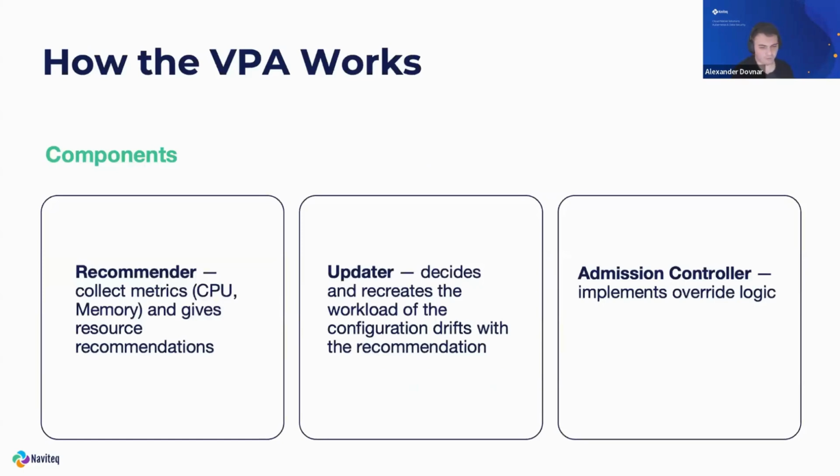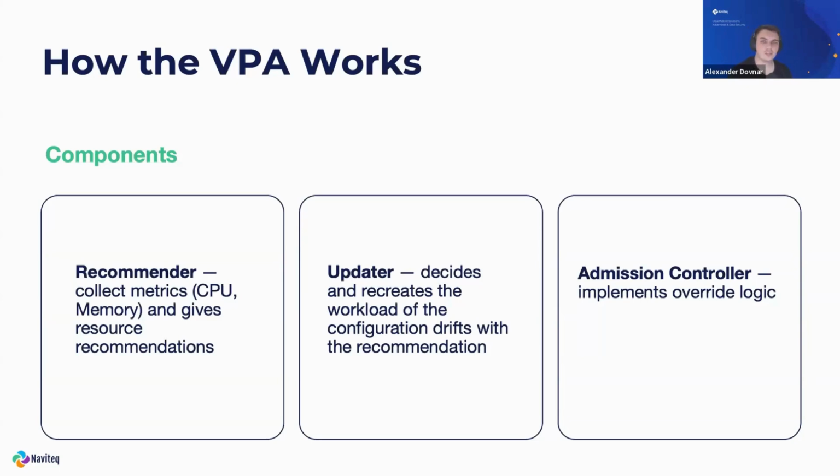VPA. VPA is a wonderful tool if you want to start optimizing your costs in Kubernetes, but you don't know what to start with. VPA has a few components. The first component is the recommender. It's something which analyzes your CPU and memory consumption and gives you recommendations.